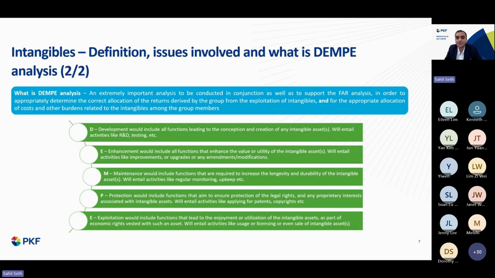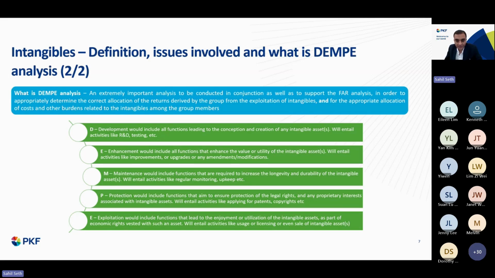Now comes the E, that is enhancement. So this is something which is enhancing the value of the intangible. Again, as I mentioned, all of them are important, but enhancement leads to enhancement of the value or the utility of the intangible. Right. So it will generally involve an entity who is performing constant improvements or upgrades or amendments or modifications or any other value additions to the developed intangible. So it is enhancing the value of the intangible by 10 folds, 10, 20, 50, 100, whatever. It could be related to any intangible.